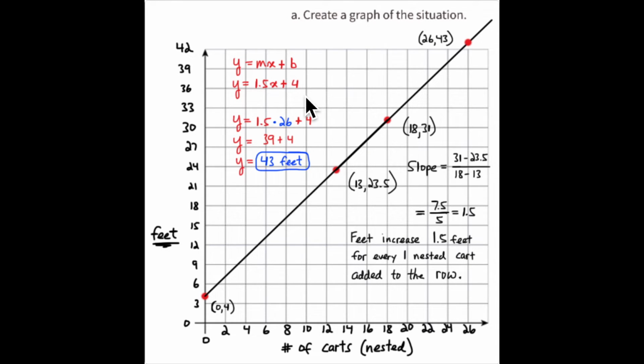A second way is the equation. And so now we know that the carts start at 4 feet, and each nested cart adds 1.5 feet. So the total number of feet is the number of nested carts times 1.5 feet per nested cart plus this 4 feet in the beginning. So now we know if you go out 26 nested carts, you will have a total of 43 feet. That includes the 1 starting cart right here at 4 feet.